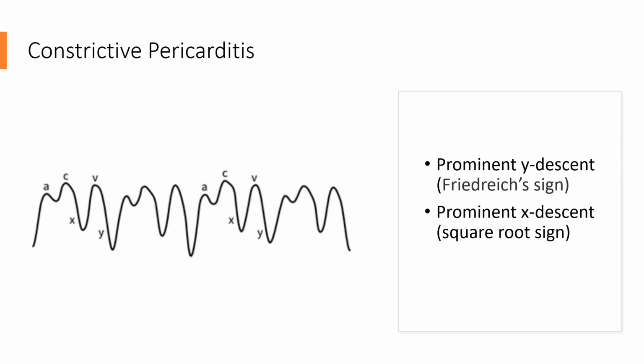There is also a concomitant sharp X descent known as the square root sign. These two prominent descents are unique to the CVP tracing in constrictive pericarditis. This differentiates constrictive pericarditis from restrictive pericarditis, in which there is only a sharp Y descent.